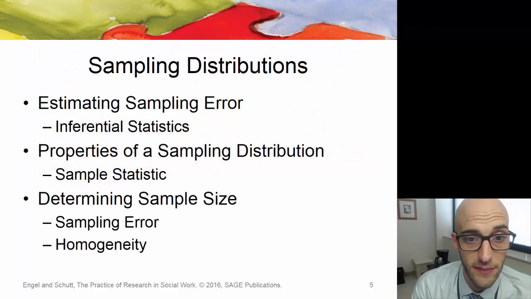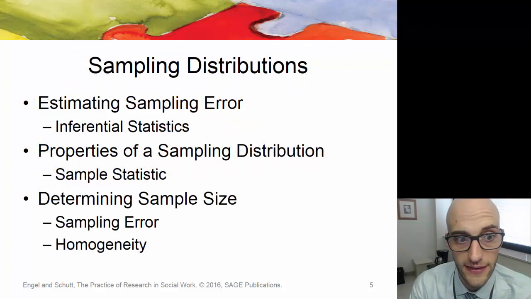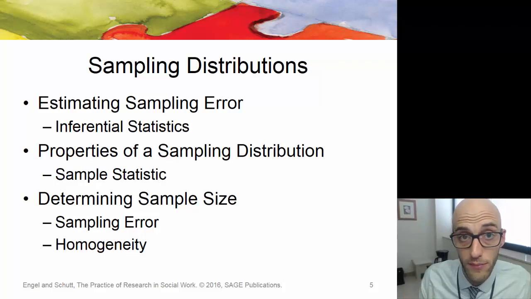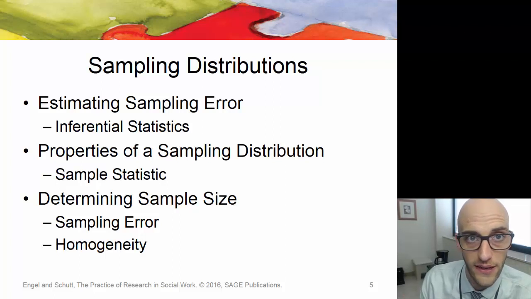So within samples, there's always going to be some sampling error, and we can use inferential statistics to help us estimate that sampling error. Also properties of a sampling distribution. We can look at sample statistic. Again, there's more in your textbook about this, but I'll try to post some articles related to this. Likewise, probably beyond this course, but there's quite a bit that goes into determining a sample size. We can estimate sampling error, and the more homogeneous a sample is, the smaller the sample size we need. But if we're going to try to make something more generalizable to a larger population, then we would want a bigger sample size. And those all factor into determining the size of the sample that we may need.